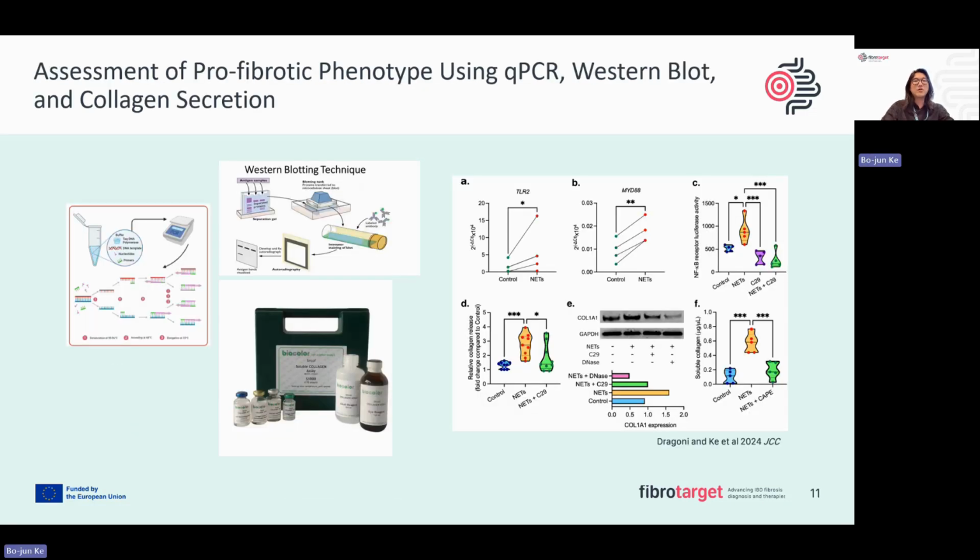So next, we would like to also understand the pro-fibrotic phenotype after different stimulation using qPCR, Western blot, and collagen secretion. From this slide, you can see, as an example, we can use cytokines to stimulate and induce the collagen expression. Based on this, there's an increase of the collagen content by Western blot and the collagen content in the cell culture medium, and of course by qPCR.